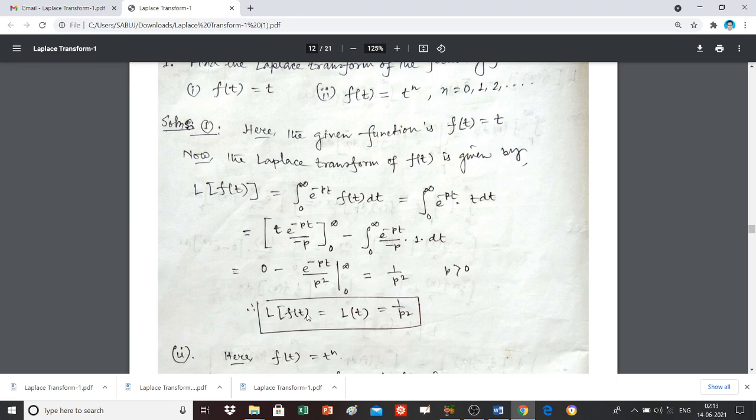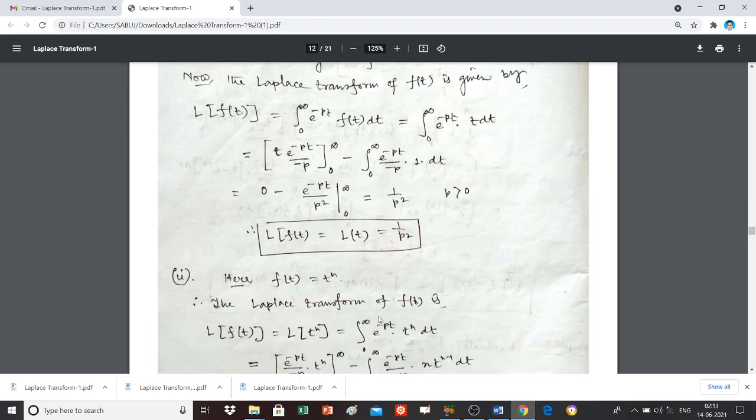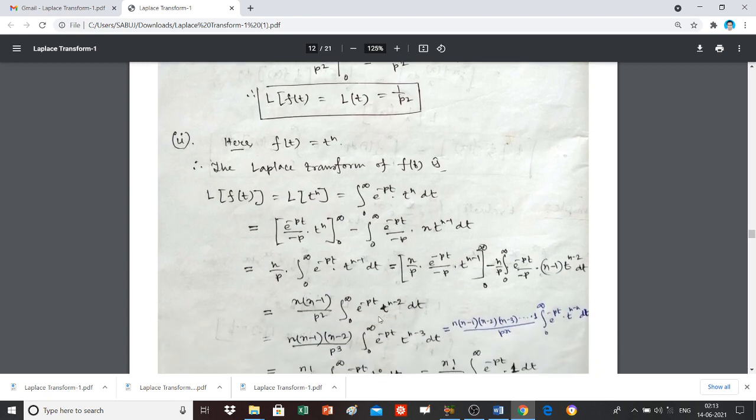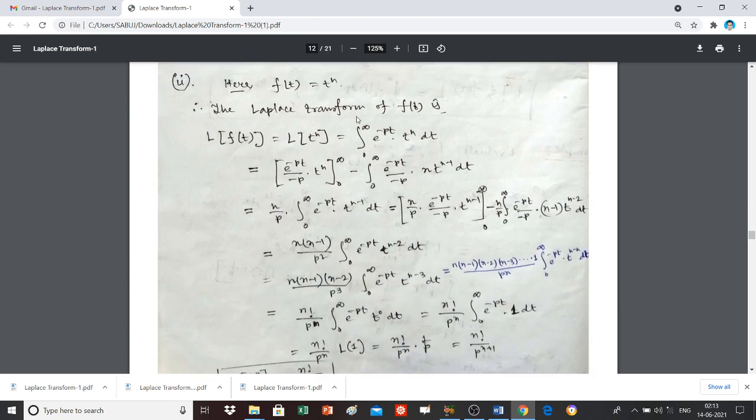So the Laplace transform of the function f(t) equal to t is L of t equal to 1 by p square. This is the value of the Laplace transform of the function f(t) equal to t. Now for the function f(t) equal to t to the power n. The Laplace transform of t to the power n is the integral from 0 to infinity of e to the minus pt times t to the power n dt.